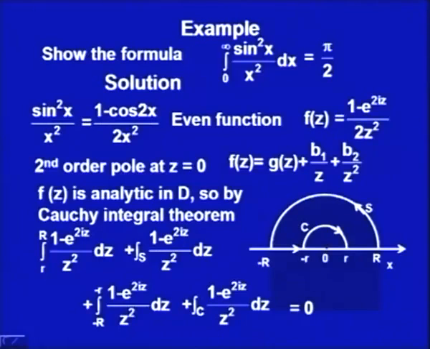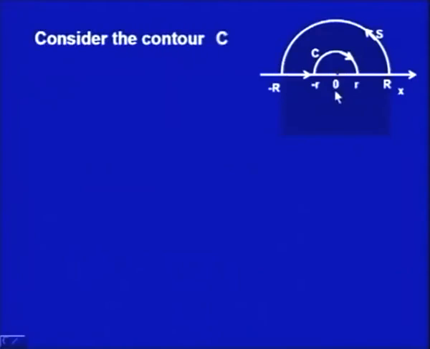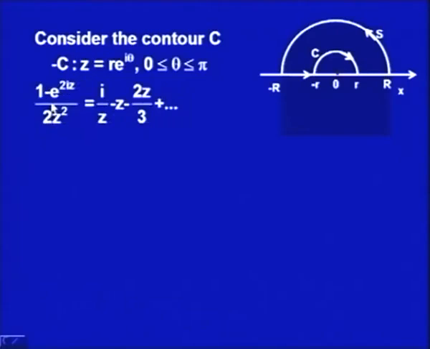So, let us start one by one. First, we will consider the contour C. So, let us write this in the anti-clockwise manner, that is the minus C. For that, z is equal to r e to the power i theta, theta ranging from 0 to pi. Because if I take this orientation in this manner, then my theta 0 would be coming this side. So, minus C I am taking it.